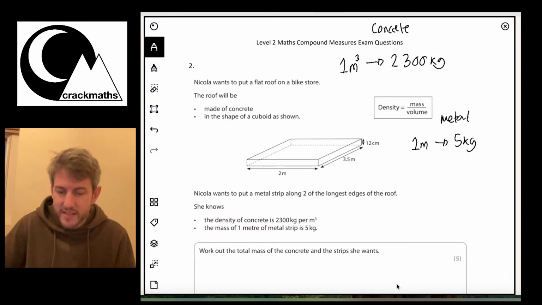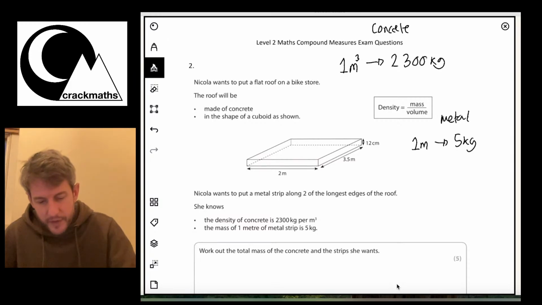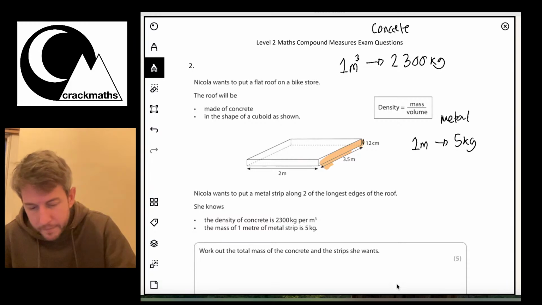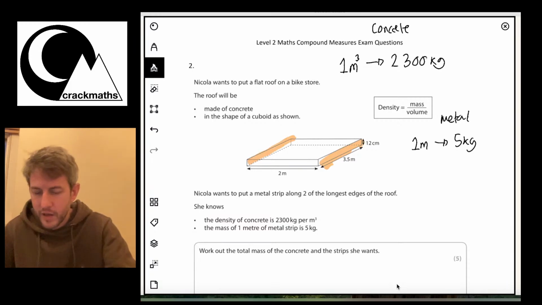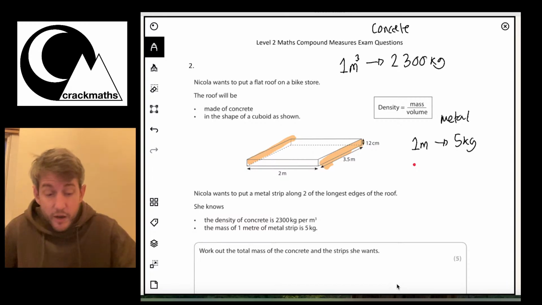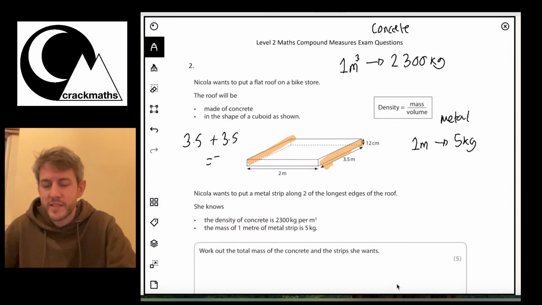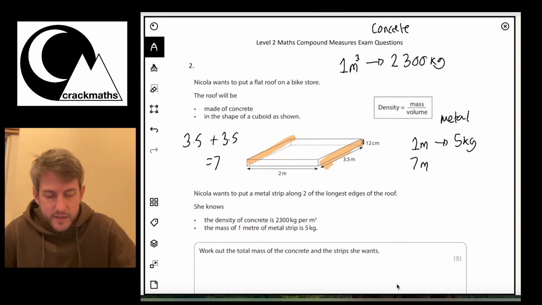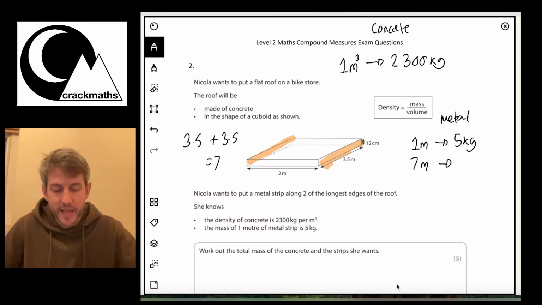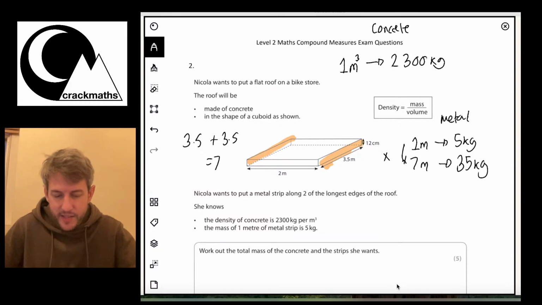So first of all, let's see what we're going to do. Nicola wants to put metal strips along the 2 longest edges of the roof. So that's going to be this edge here and this edge here. We know that each one's 3.5. So 3.5 add 3.5, or times 2, is equal to 7. So 7 meters is going to be 5 kilograms times 7, which will be 35 kg, because we've times both of these by 7 because they're directly proportional.